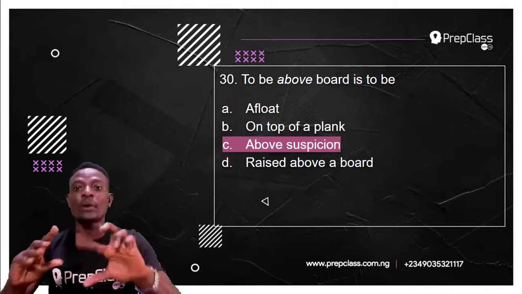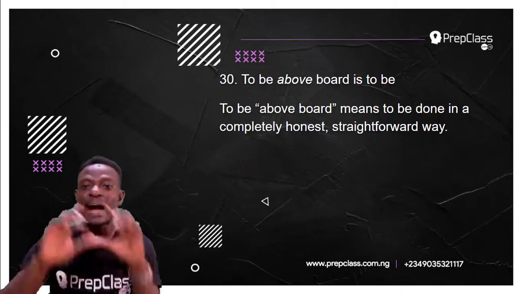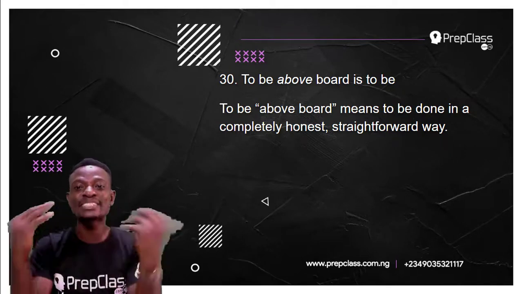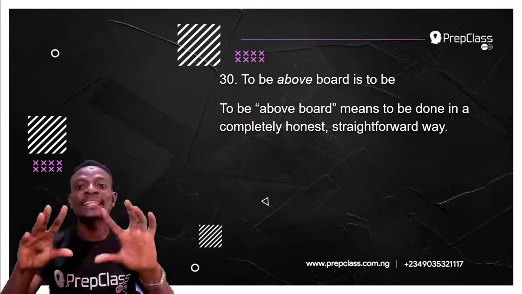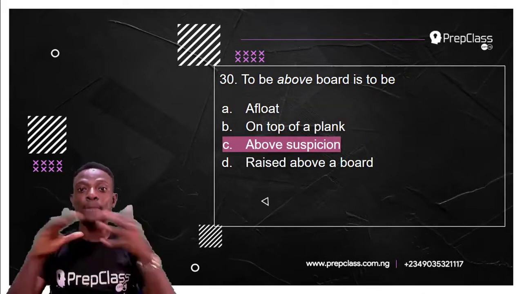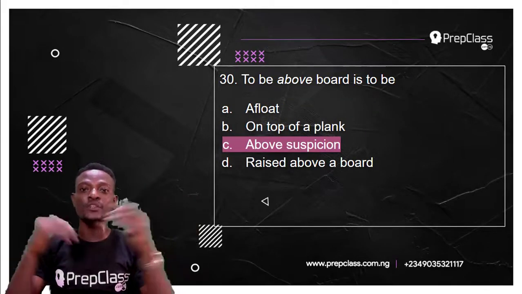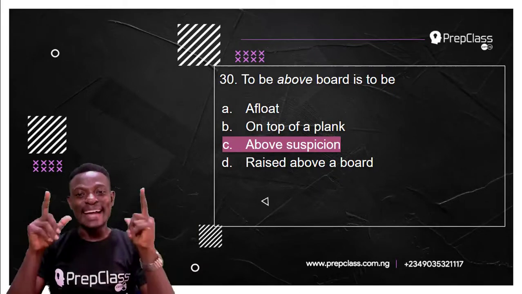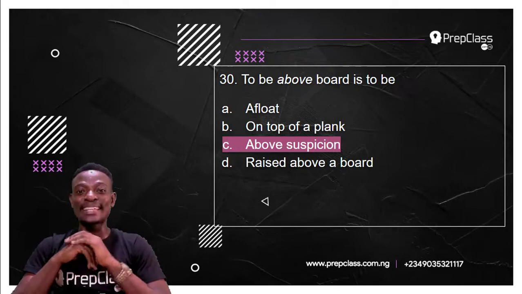To be above board is to be above suspicion. Remember, above board means to be done in a completely honest and straightforward way. When you are honest, when you are straightforward, you are above suspicion. So, above suspicion is the answer to this question. Okay, that is the last question we will be taking in this video.